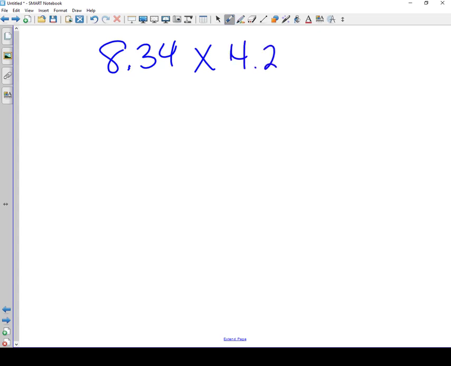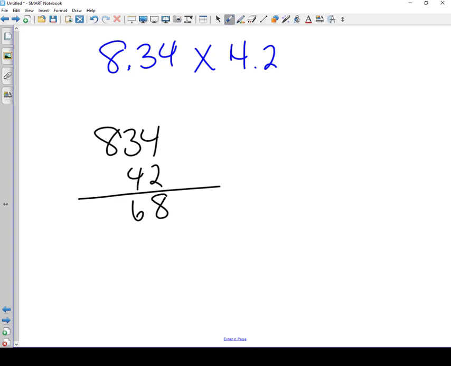All right, so 8 and 34 hundredths times 4 and 2/10. So we are just going to multiply like they are whole numbers, okay? So we're not really going to do anything special here other than to stack them on top of each other like they're just whole numbers. And we're going to multiply. All right, so we have 4 times 2 is 8, 2 times 3 is 6, 2 times 8 is 16.